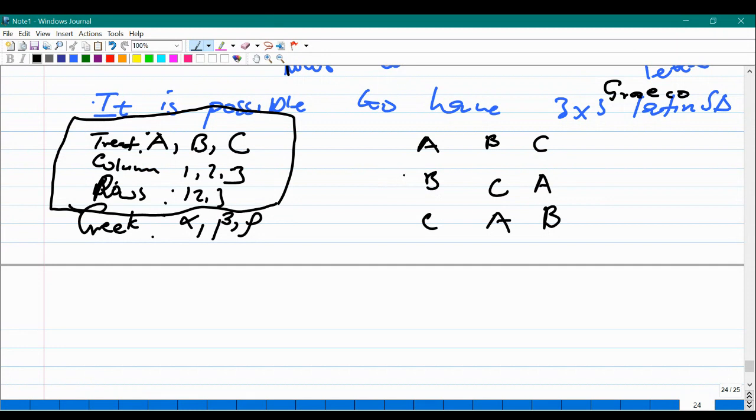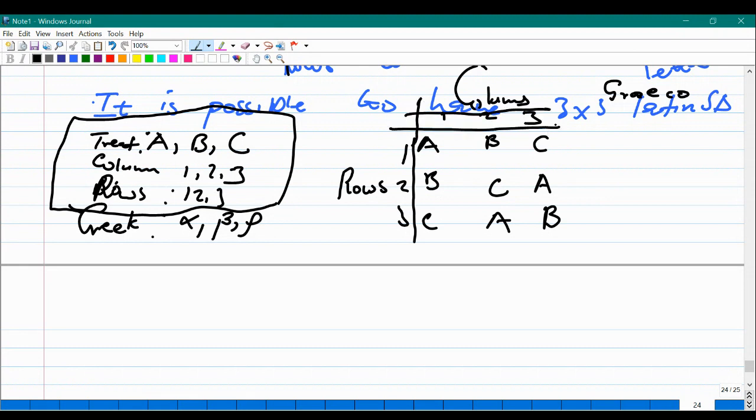Before we bring in the Greek letters, it means we have rows here, 1, 2, 3, and columns here, 1, 2, 3. Isn't it, guys? This is what we're having. Can someone attach this?